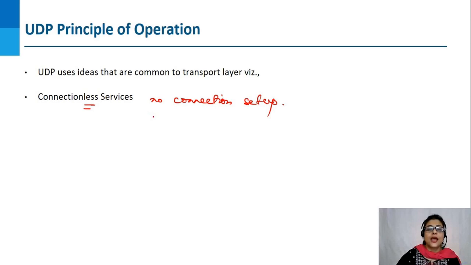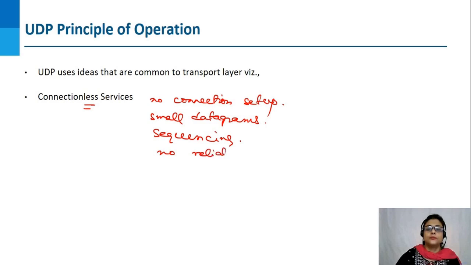Data are sent as small datagrams. There is no sequencing. So this is a very simple connectionless service and having no reliability. So UDP is used for small size data.